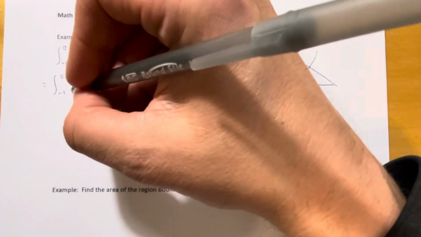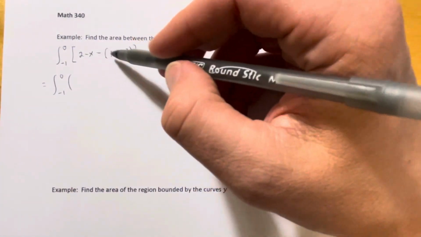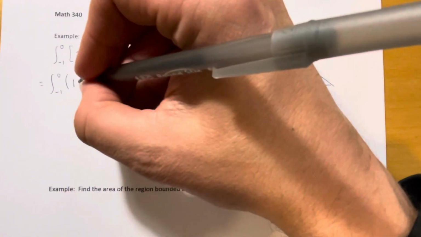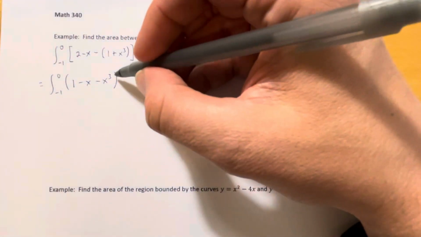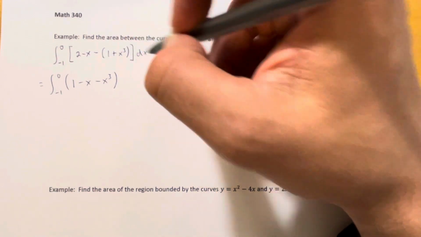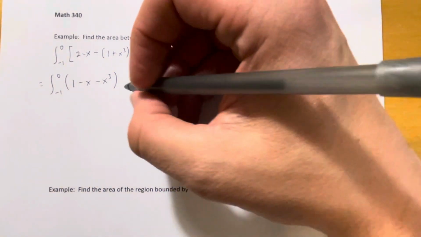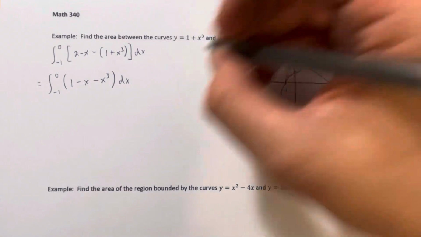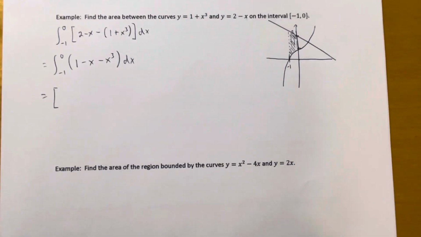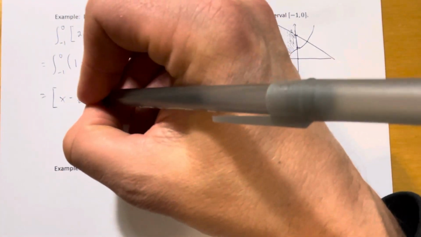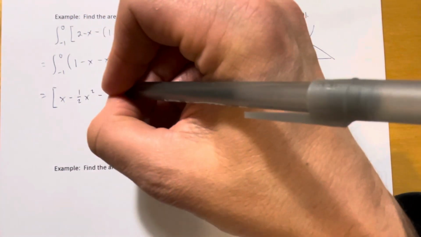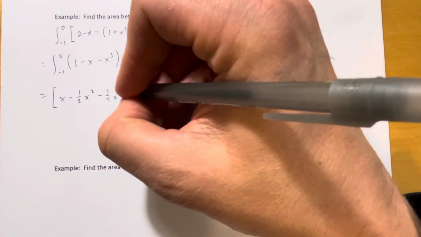Distribute the minus sign, combine some like terms. I'm going to get a 2 minus 1, so that's 1. I have a negative x there, and then I'm going to get a negative x cubed, which again, if you didn't put parentheses around this, you would have thought that's a plus x cubed, and you would have gotten a wrong answer. So be careful with that. This is a polynomial. These are easy to integrate, so 1 becomes x, and then I have minus 1/2 x squared minus 1/4 x to the 4th.